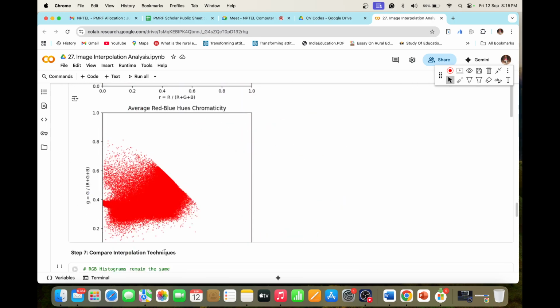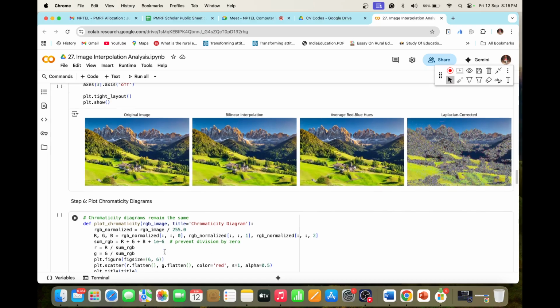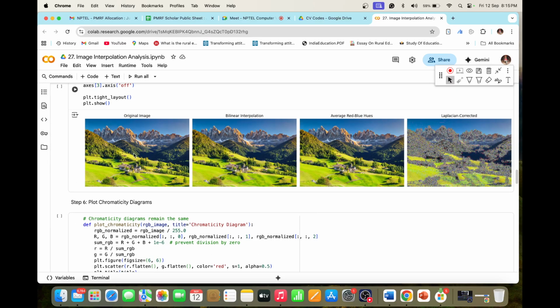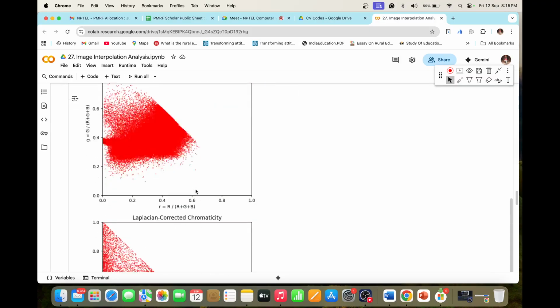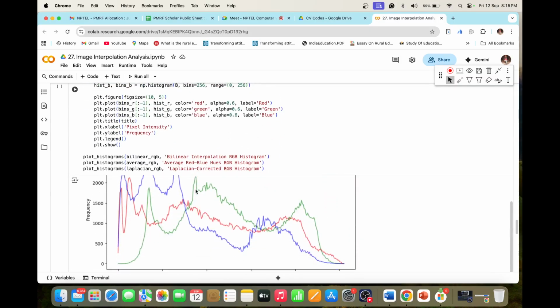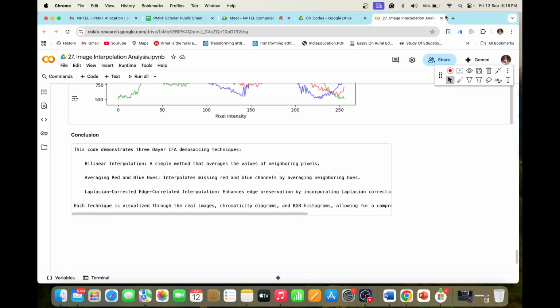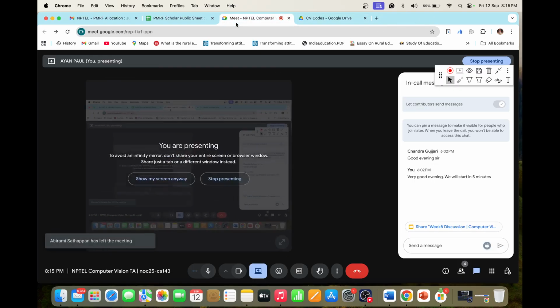So this is the thing. You can see now 3 types of interpolation I have done. This is the original image, this is your bilinear interpolation, this is your average red blue hues, and this is your Laplacian corrected interpolation. So these are the 4 different things. Again you can see this chart and the different chromaticity values. And this is regarding histogram, so this also you can check.